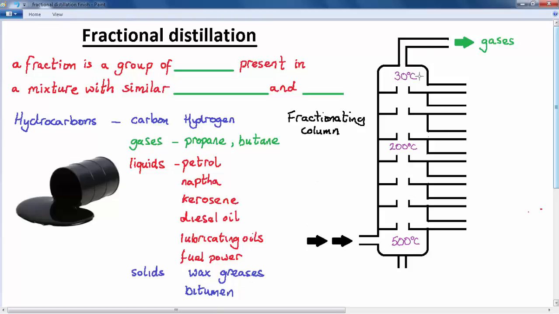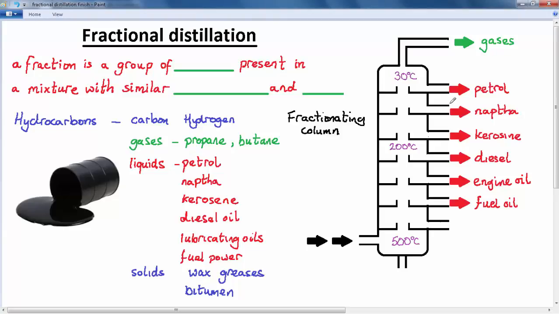Okay, so the first substances that are going to be released are the gases butane and propane, and then now the next set of substances that are going to be released are these liquids. So the first liquid fraction to be released will be petrol, which is the most volatile liquid and has the lowest boiling point, and the last liquid fraction to be released at the bottom of the tower or lower down in the tower will be fuel oil, which has the longest chains and has the largest boiling point.